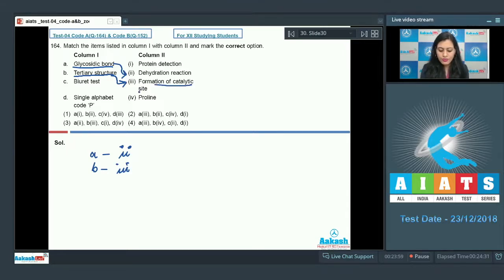That is formation of catalytic site or active site. The next option given in column 1 is Biuret test, and Biuret test is used for the detection of proteins. So C in column 1 goes with 1 in column 2. And the last option given is single alphabet code P, and single alphabet code P stands for proline amino acid. So D in column 1 goes with 4 in column 2. So the correct answer for this question is option number 3, A with 2, B with 3, C with 1 and D with 4. Let's discuss our next question.